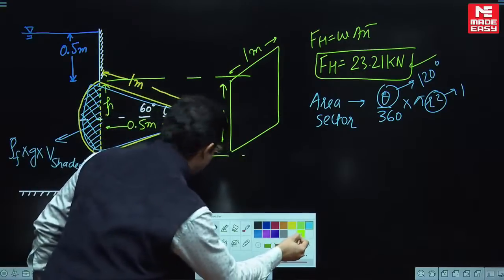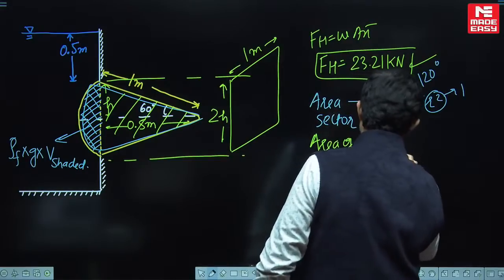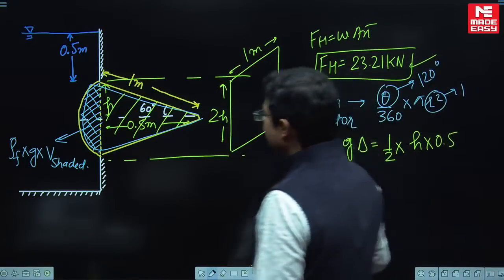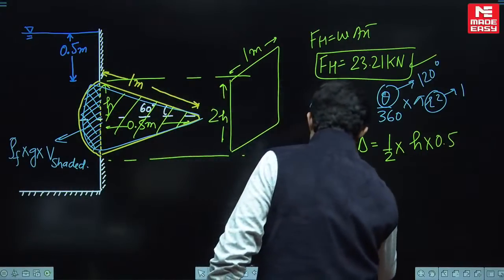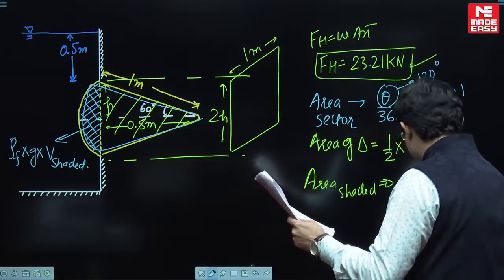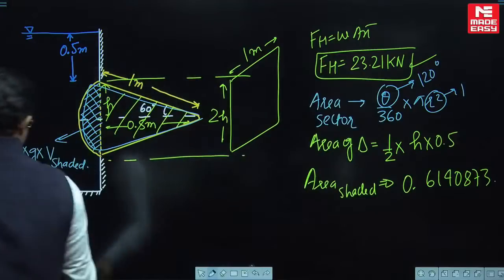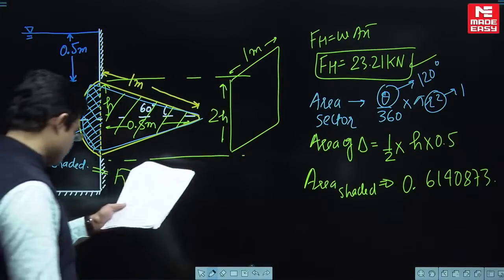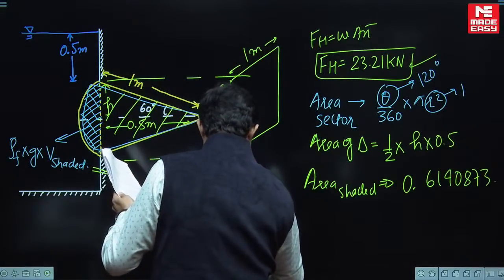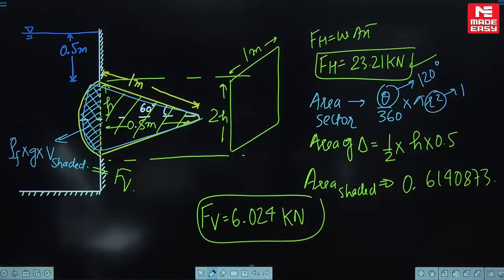Then from area of the sector, subtract the area of the triangle. Area of triangle is going to be half into base, let us say h, into height 0.5. Okay dear, when you subtract, you will get the area of the shaded portion. I hope you will be able to solve this. Area of the shaded portion will come out to be 0.6140873. Multiply by this, you will get the vertical force. Then when you calculate this, vertical force will come out to be 6.024 kilonewton, and that's your answer.